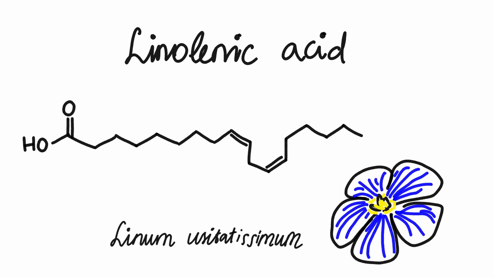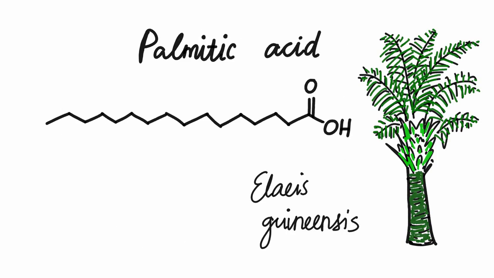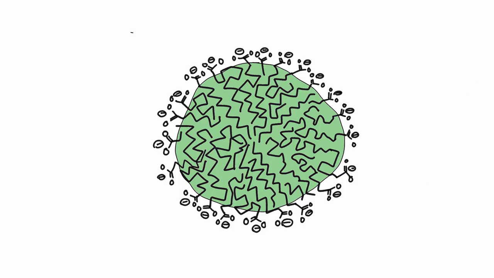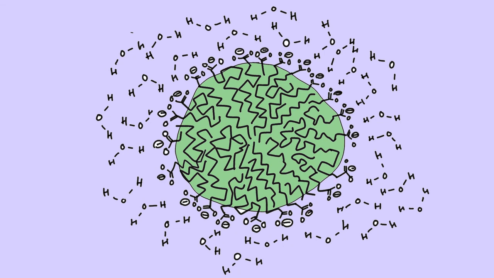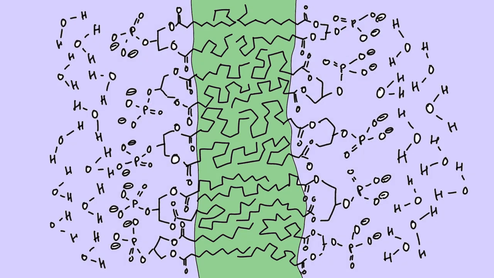Some important fatty acids are linolenic acid and palmitic acid. They are found in oil from linen seeds and palm oil, respectively. Because of their long hydrocarbon chains, they are hydrophobic, and the molecules like to clump together, and they are immiscible with water. These are powerful properties which result in the formation of lipid bilayers.